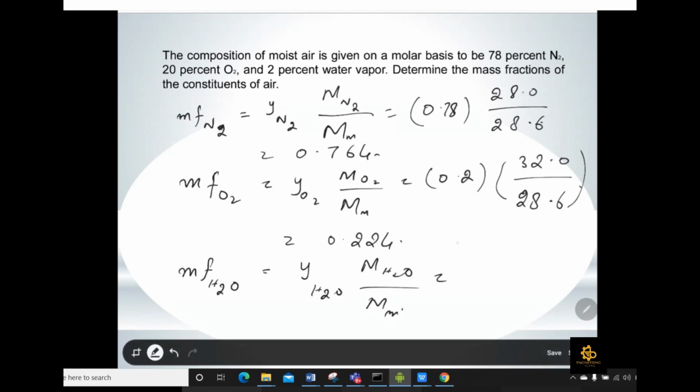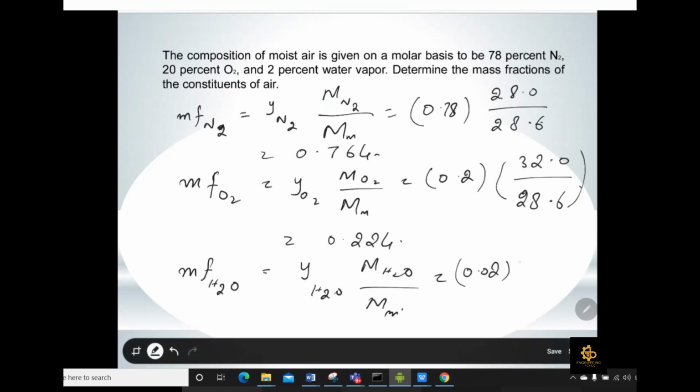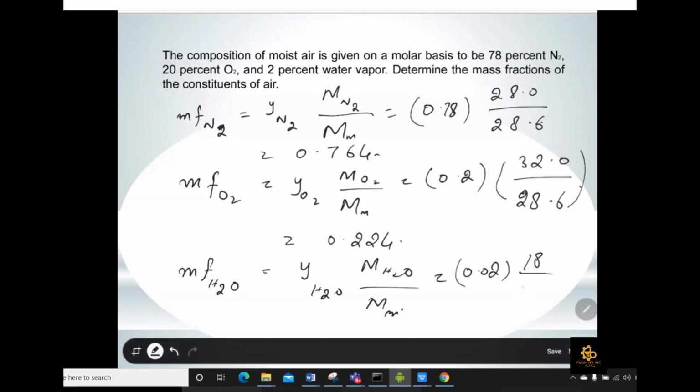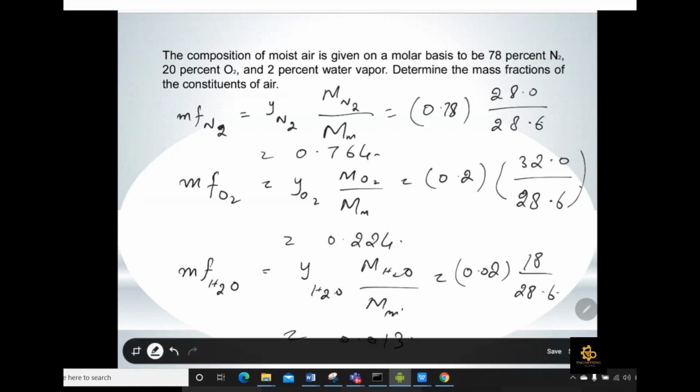Okay, so the mole fraction of H2 is 0.02 from your question, the molar mass of H2 is 18, and the molar mass of the mixture is 28.6. If you solve it, it will be equal to 0.013 for the mass fraction of H2. So this is the thing which we have to find. Now, let's convert it into percentage.